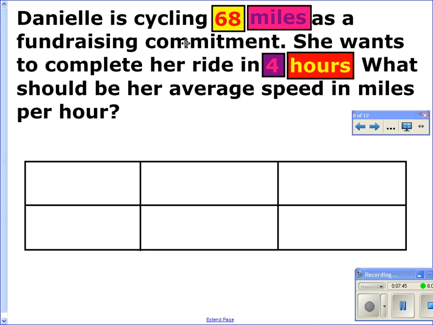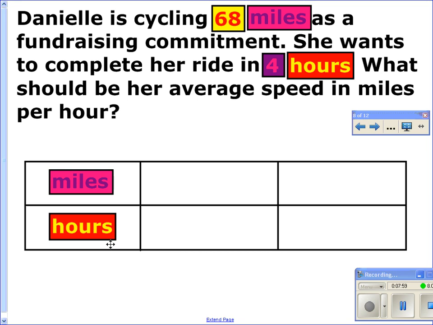In this one, it says Danielle is cycling 68 miles as a fundraising commitment. She wants to complete her ride in 4 hours. What should be her average speed in miles per hour? So we're comparing miles to hours. So you're going to compare your words, then attach the numbers to what it was next to in the problem.